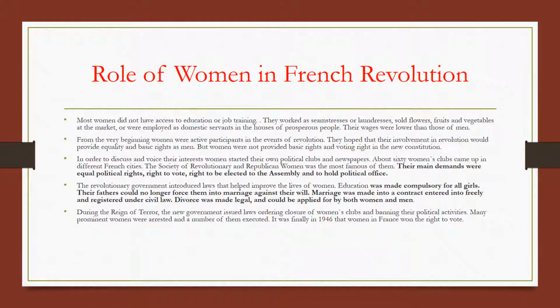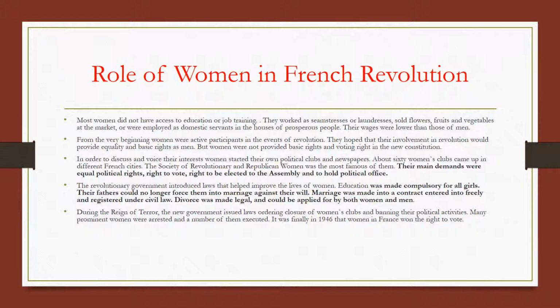The revolutionary government introduced laws that helped improve the lives of women. Education was made compulsory for all girls. Their fathers could no longer force them into marriage against their will. Marriage was made into a contract entered into freely and registered under civil law. Divorce was made legal, and could be applied for by both women and men.